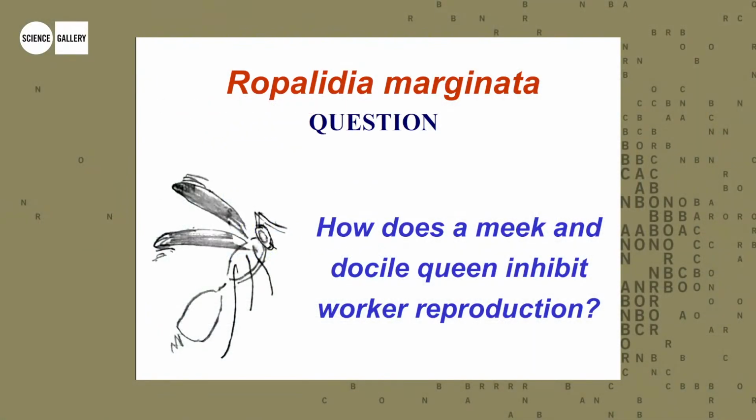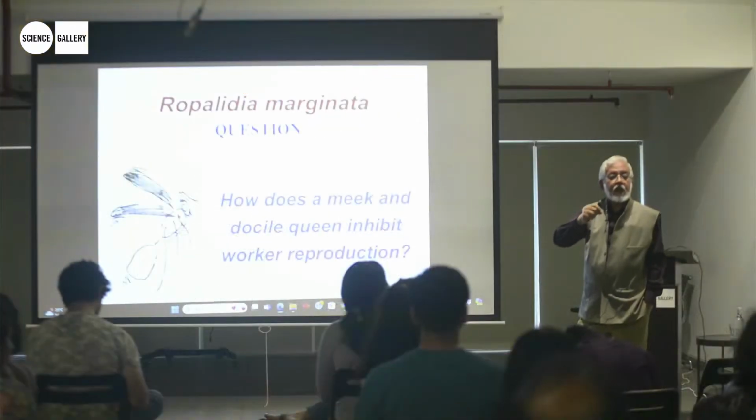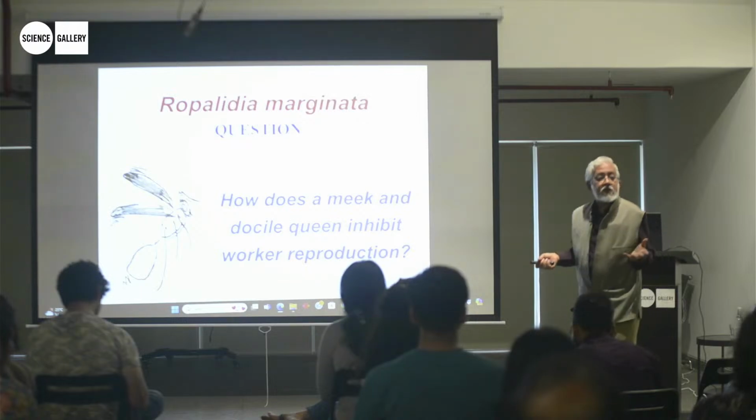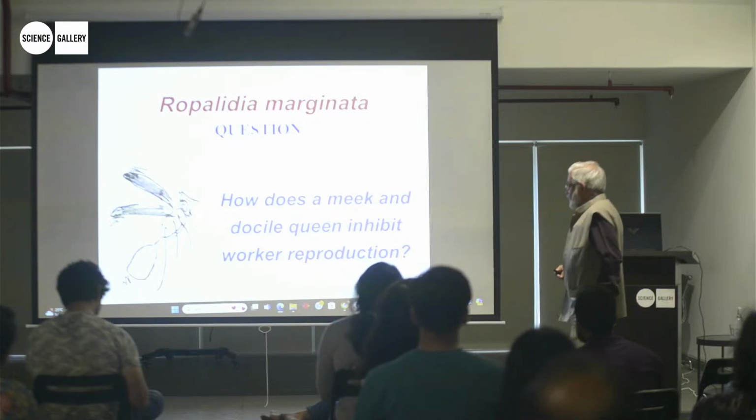Because they can. And in other species, they do it by harassing them, by physically biting them and making sure that they do not have the time and energy to do this. But here in our species, it is not possible. How do they do that?